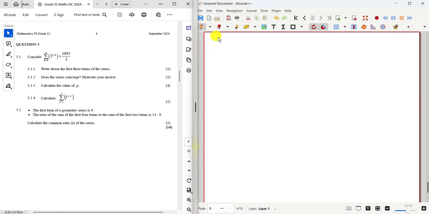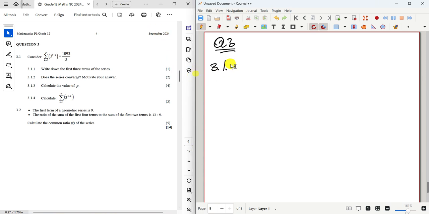Now, question 3.1. Consider the sum of terms from k equals 0 to p of 3 to the 5 minus k. It is equal to 1093 over 3. Write down the first 3 terms of the series.